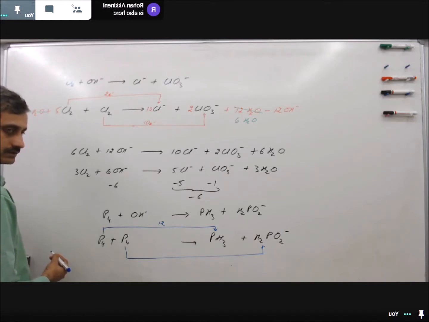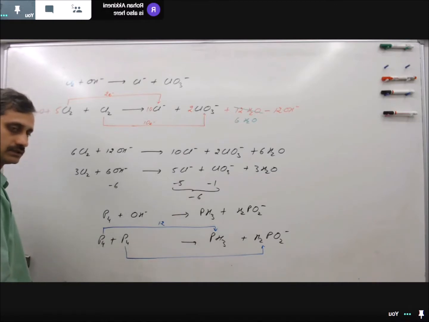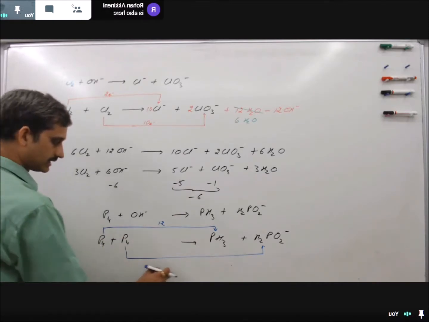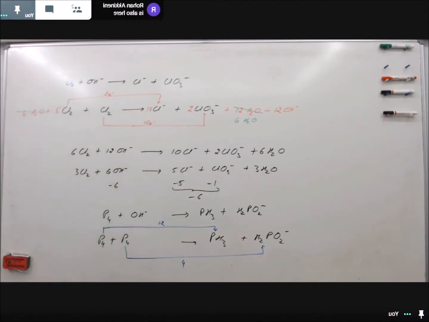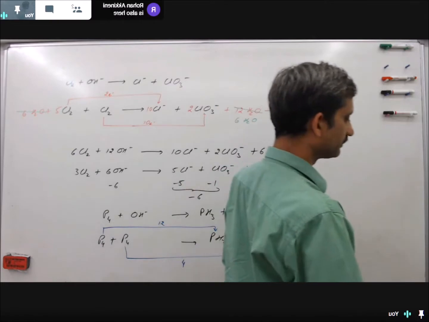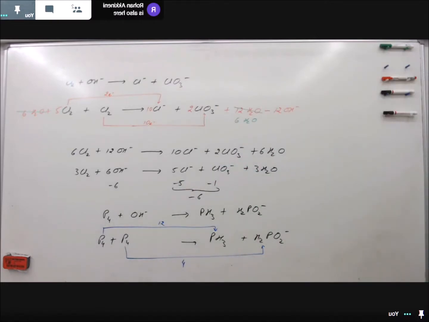Sir, how do we get 12? There are 4 phosphorus atoms and each is showing a change of 3. Oh, okay. And here the change is 4. Okay, sir. Now can you do it further? Okay. Do it.